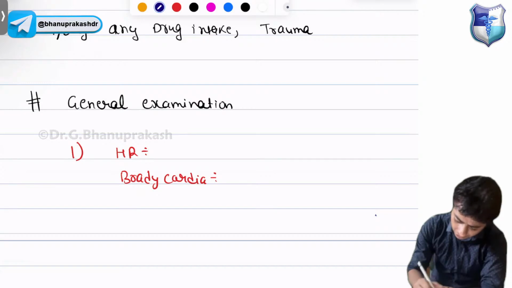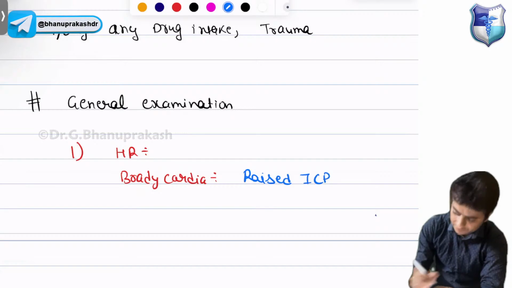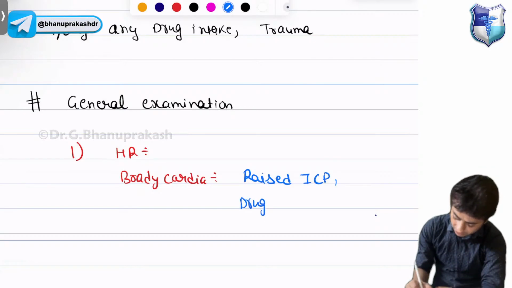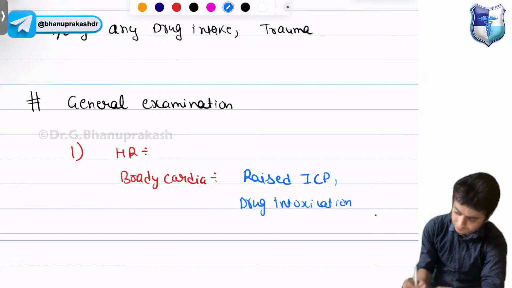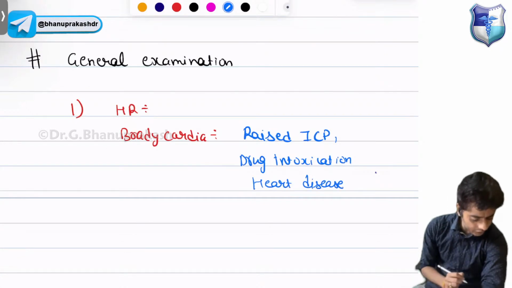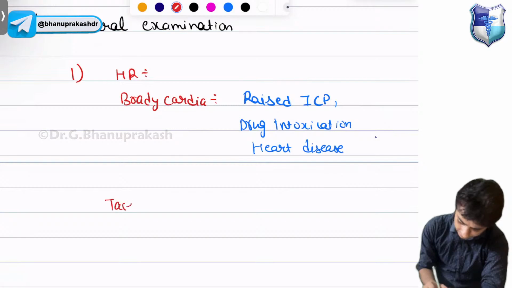So we will suspect first important thing, that is your raised ICP. Then any drug intoxications or any kind of heart disease. Okay. Next is your tachycardia.